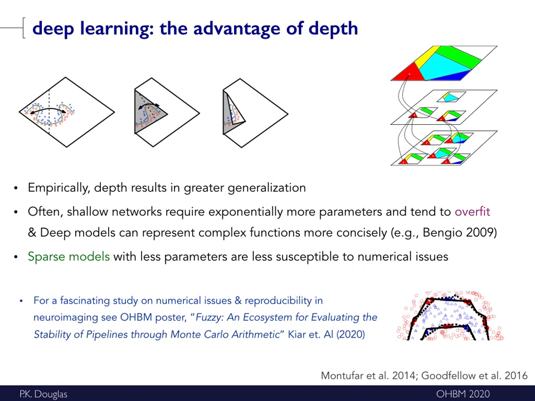Empirically, depth results in better generalization. And interestingly, shallow networks can require not only more parameters, but sometimes exponentially more parameters. In this sense, the deeper model is more compact and parsimonious. Given the computational burden of these models, sparse models may be advantageous when considering numerical overflow and underflow.